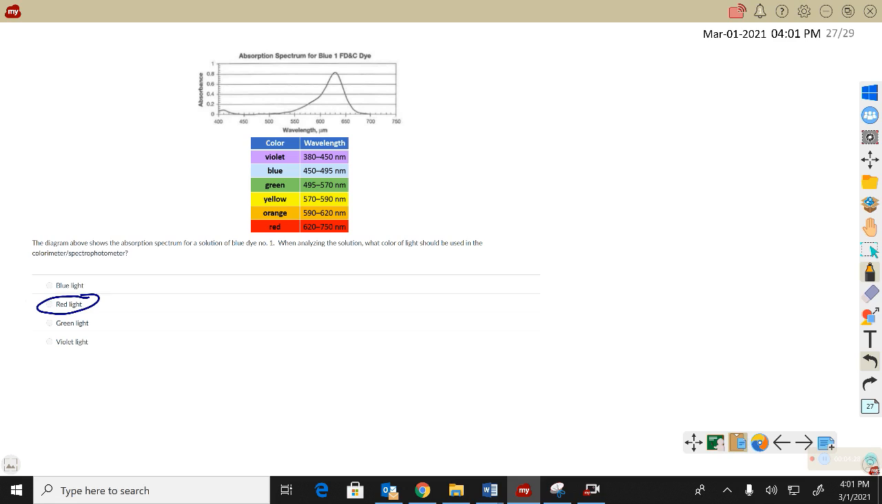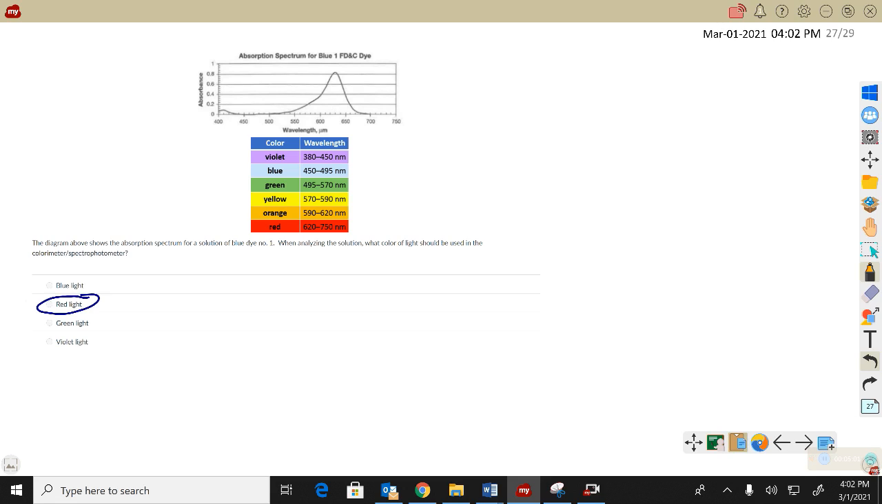Here's an absorption spectrum for blue dye. When analyzing the solution, what color of light should be used in the colorimeter, also known as a spectrophotometer? And so we want to just look at the maximum absorbance. So it seems that this blue dye absorbs light best, I don't know, somewhere a little less than 650 nanometers. Which then if I look at the electromagnetic spectrum here, I would choose red light.